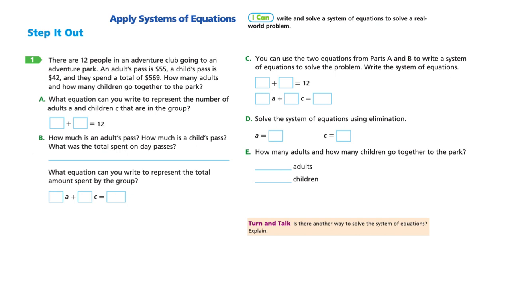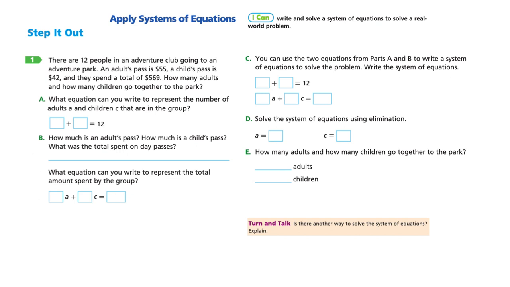Number 1, there are 12 people in an adventure club going to an adventure park. An adult's pass is $55, a child's pass is $42, and they spend a total of $569. How many adults and how many children go together to the park? What equation can you write to represent the number of adults A and children C that are in the group? So they tell you there are 12 people all together. And so they want to know what's an equation using variables that you could write to show that.